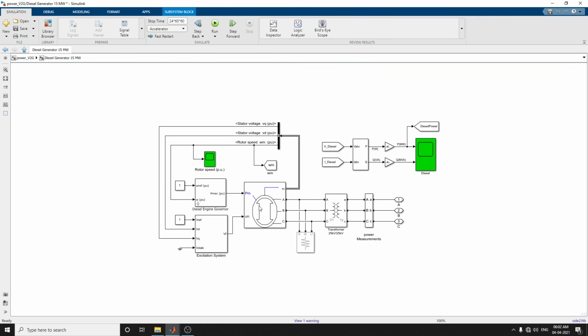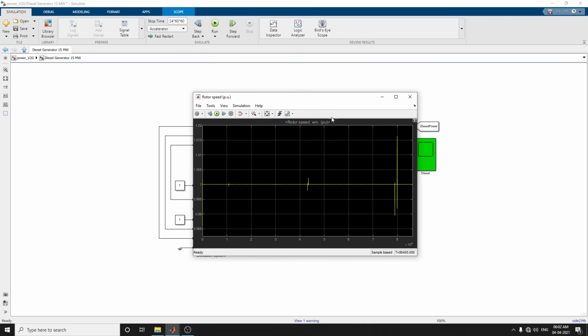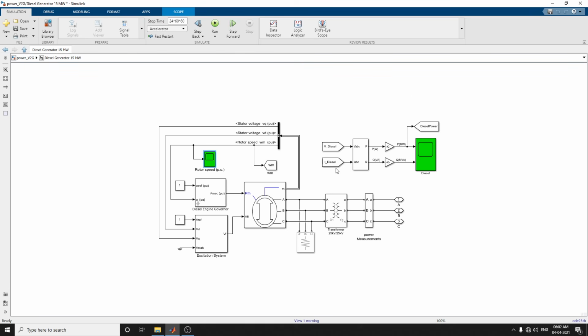You can see this is the synchronous machine, PU standard model. These are the diesel engine governor and excitation systems. Here you can see the diesel parameters, that is the P and Q values. These are the rotor speed blocks, and these are the input blocks of the diesel generator. It is constituted with this synchronous machine with PU standard values, a 25 kV transformer, and measurement blocks to get the stator voltage, the rotor speed and so on.